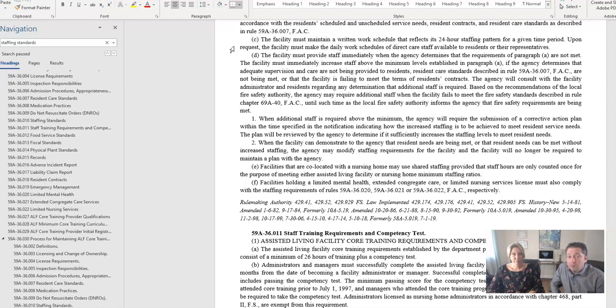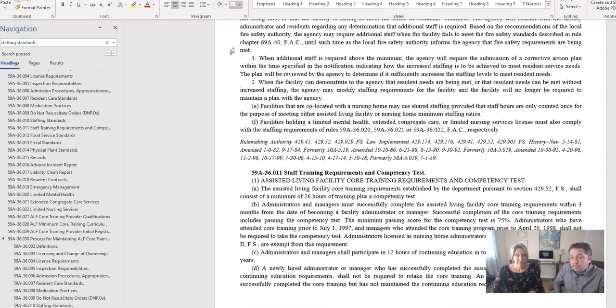Based on the recommendations of the local fire safety authority, the agency may require additional staff when the facility fails to meet the fire safety standards described in Rule 69A, until such time as the local fire safety authority informs the agency that fire safety requirements are being met. So, the fire marshal could come in, do an inspection, determine that your residents need more help than is being provided in order to evacuate them in an emergency situation, and then together with the agency they can implement it. Right, increase your hours, which is not fun.